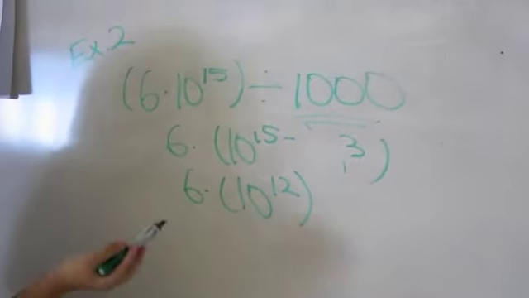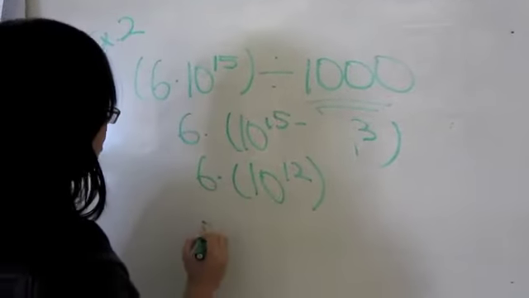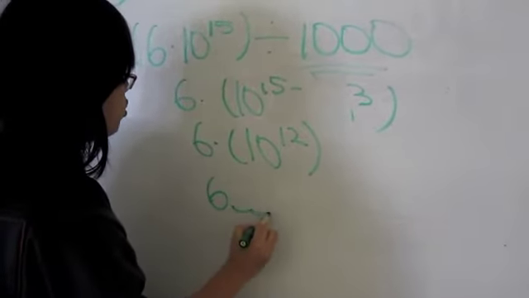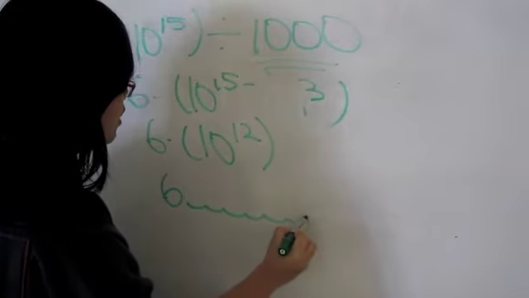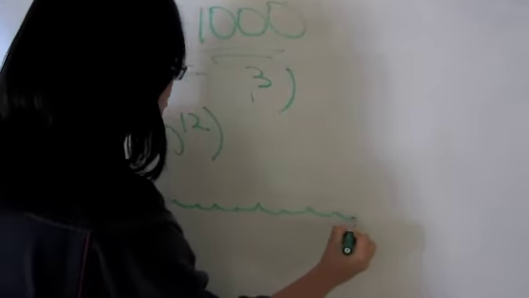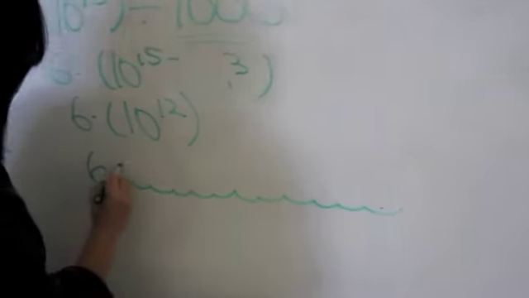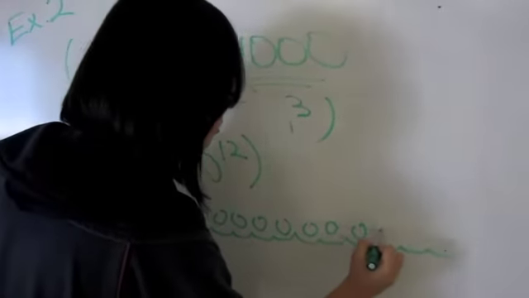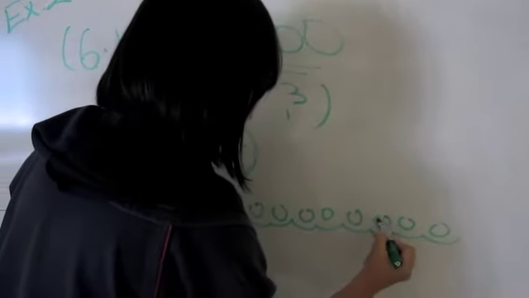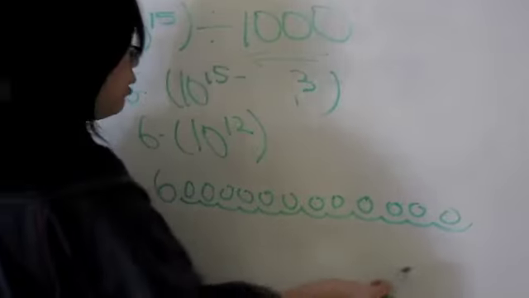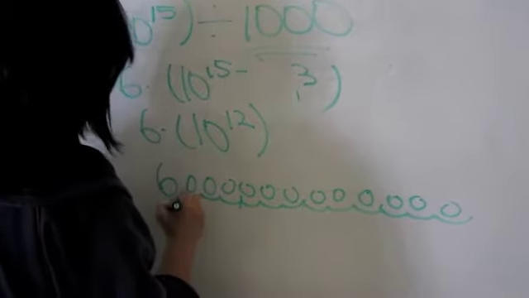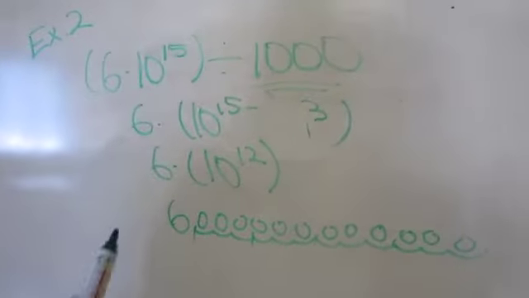So this part you should know how to do after this. So it's like 6 point, you have to move it 12 times. 1, 2, 3, 4, 5, 6, 7, 8, 9, 10, 11, 12. Just fill in the gaps with zeros, and that would be your answer. It's a super duper long answer. So yeah, just commas after 3 zeros, comma, comma, comma. This is our final answer.